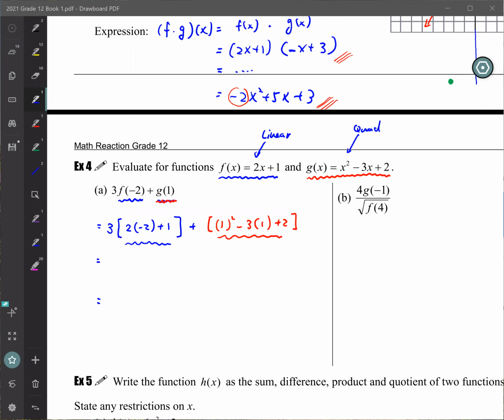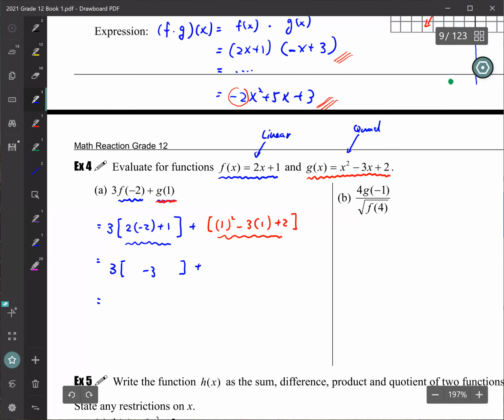All right, let's check a few answers. Here we have 3 times. Nick, what's the answer in the first bracket? -3. Yeah, very good. Plus, and then the second bracket, Lily? 0. Very good. That's pretty easy. 3 times -3, the answer is -9. So we are done. Does anyone have questions? Then you can go straight to question B.